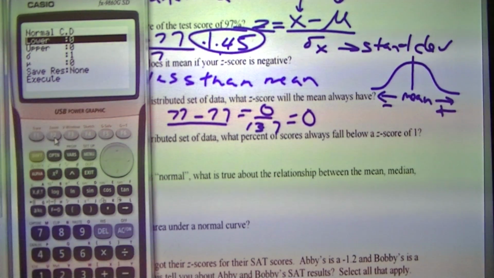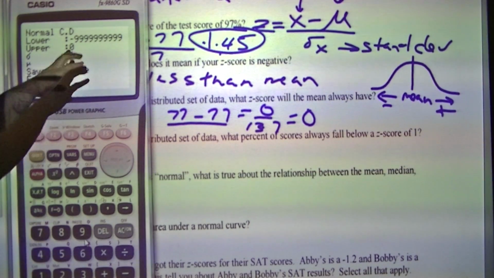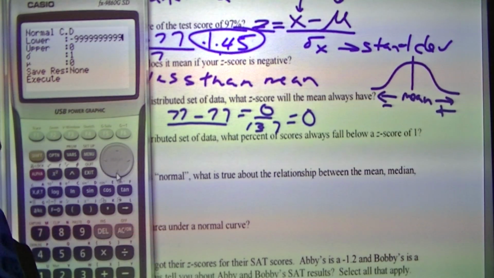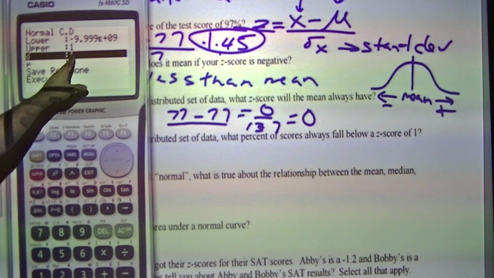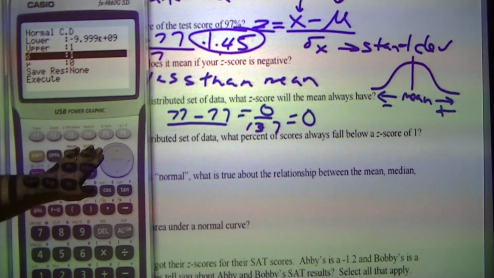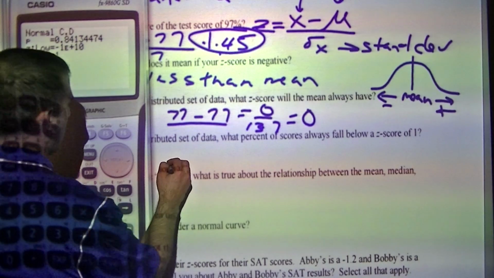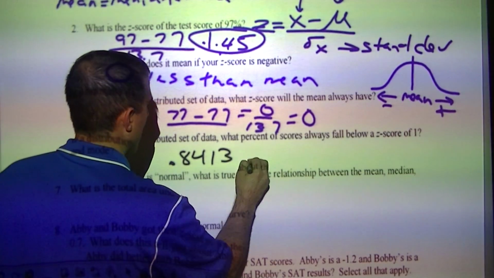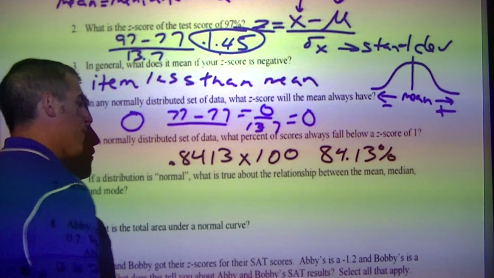Now, if it's below 1, I'm going to use a really small number, which is that, even though that looks big, since it's negative, it's very small. The upper is going to be 1, okay? My standard deviation will be 1, because in a normal curve like this, the standard deviation is 1, and the mean is going to be 0. So if I go down to execute and hit calculate, the P stands for probability. Okay? So if my probability is 0.841, if I multiply by 100, that's about 84%.